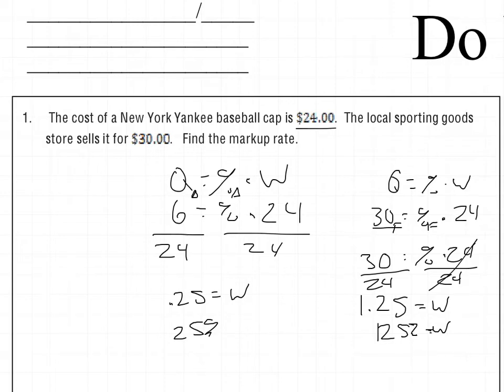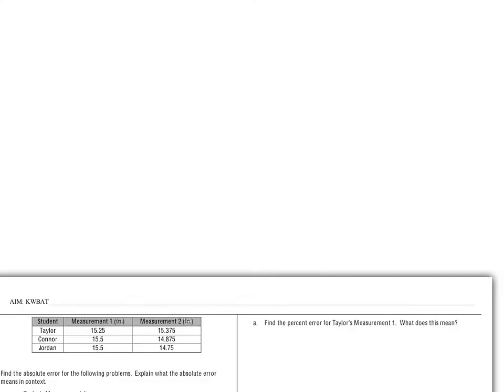Let's look at our aim for today. All right, today's aim: Kipsters will be able to solve for percent error.